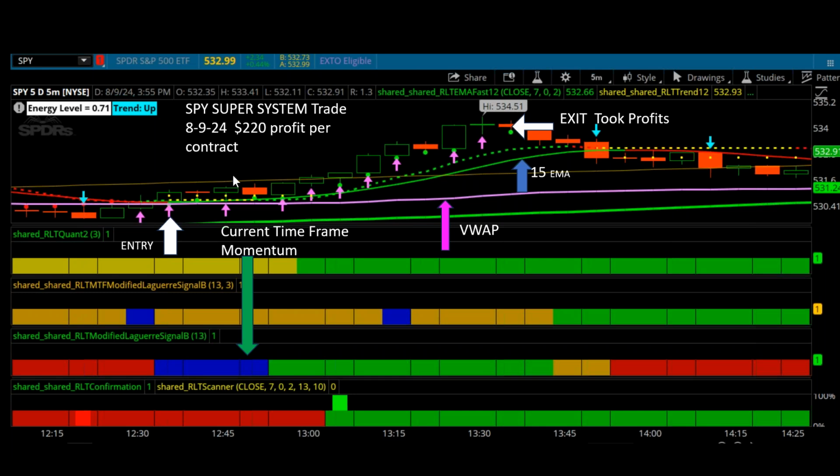Most of your SPY Super System trades are not going to be like this unless you've got a really trending day. Most of them are going to produce somewhere between $70 and $120 a contract. All right, so if I'm doing 10 contracts, most of my average trades are going to run $600 to $1,200 or so on 10 contracts. It just depends on how much the option costs. Right, so that's what you're looking at.